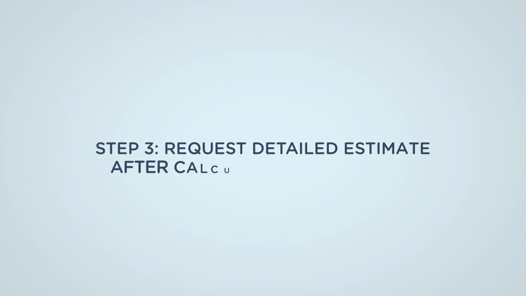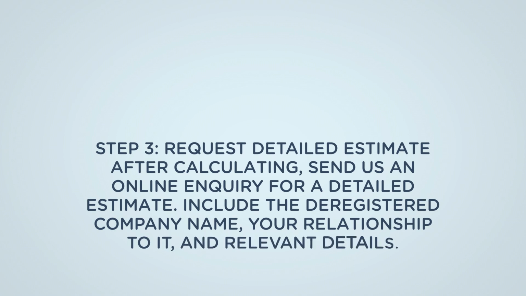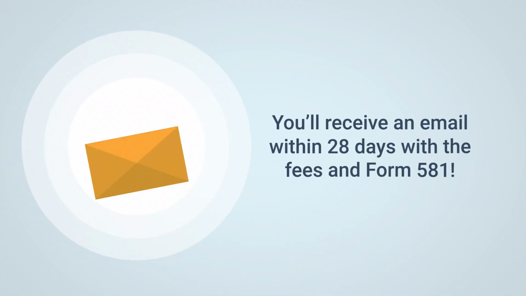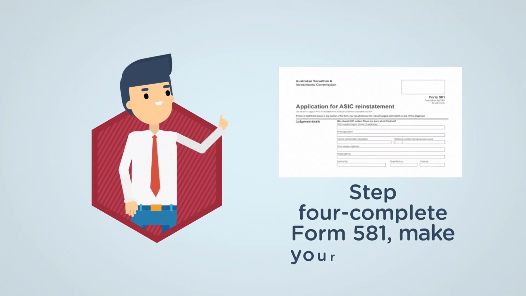Step 3. Request detailed estimate. After calculating, send us an online inquiry for a detailed estimate. Include the deregistered company name, your relationship to it, and relevant details. You'll receive an email within 28 days with the fees and Form 581. Step 4. Complete Form 581.